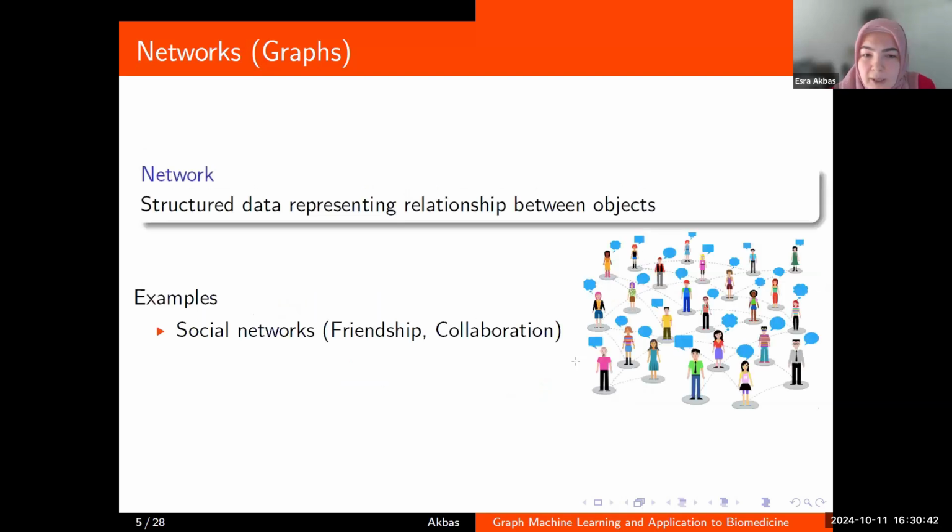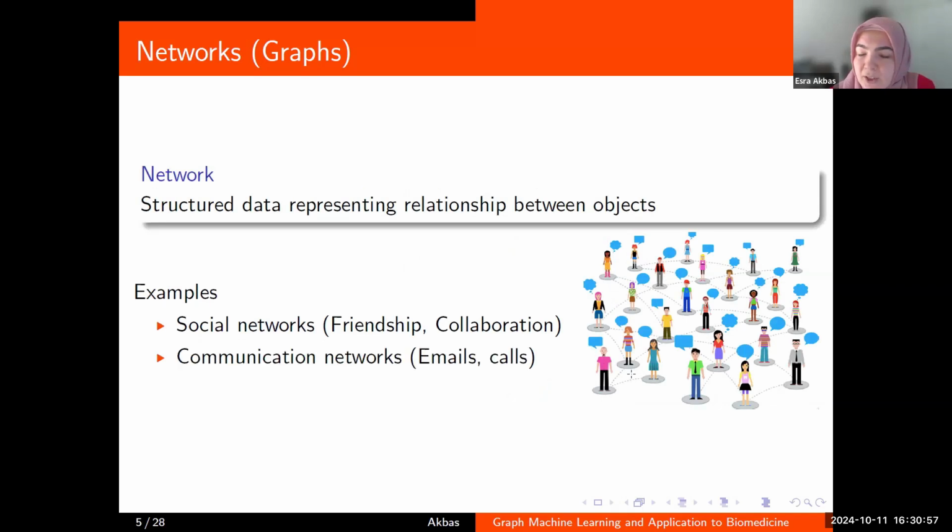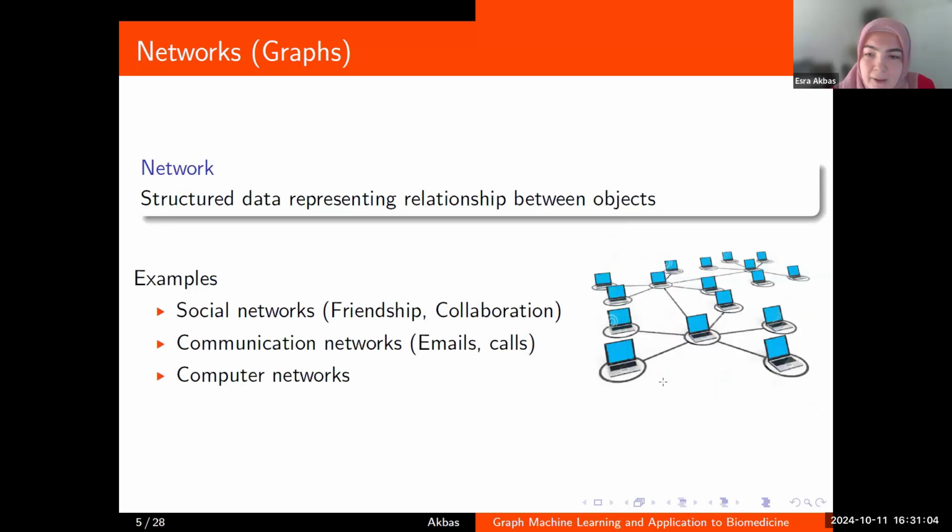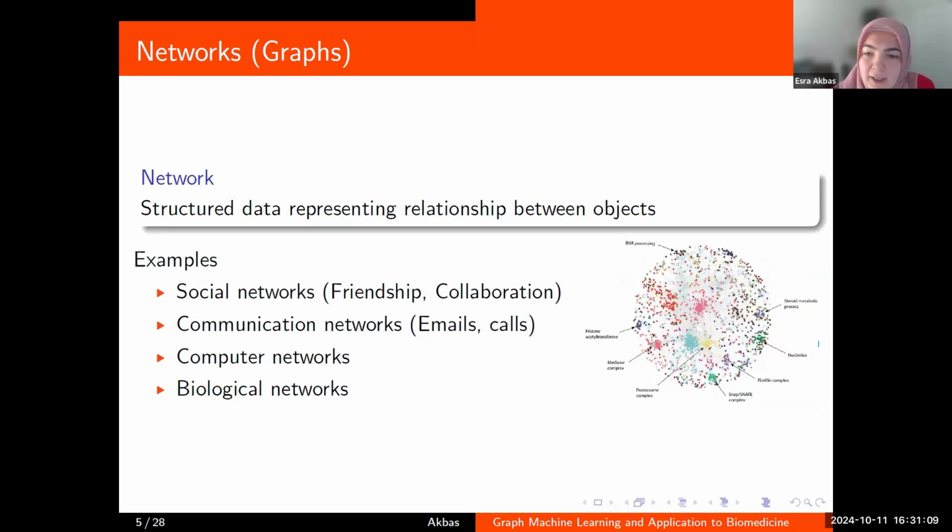As I said, in social networks, each user will be a node, and their connections, friendship or collaboration relationships, will be the links between them. In a communication network, when we send emails or call our friends, all these create connections between us. In computer networks, we all are connected to each other. And in biological networks, all the biological items affect each other. So these are the different kinds of networks.